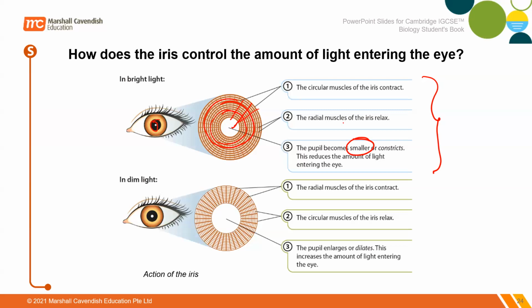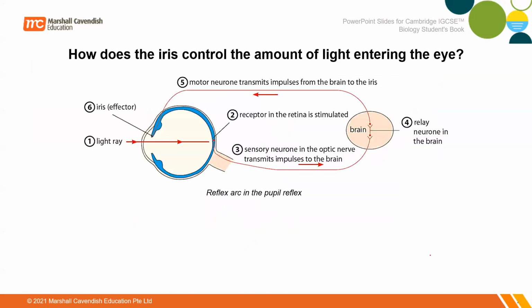In dim light, the opposite will happen. We need dilation, not constriction. We need the pupil to dilate. Why do we need to make it dilated? Because we need to increase the amount of light entering the eye in order to see properly. So here, there is no need to talk about the protection. You need to talk about how we need more light entering the eye in order to see. The radial muscle contracts and the circular muscle here will relax.